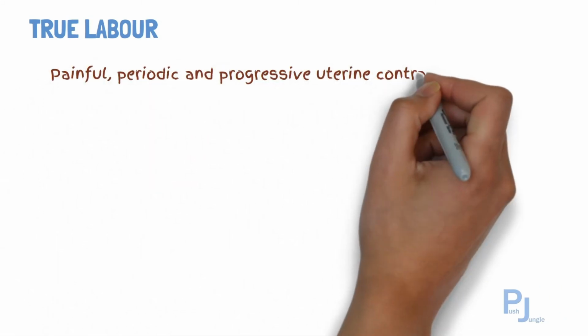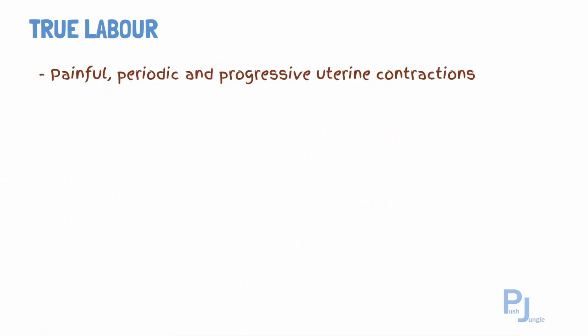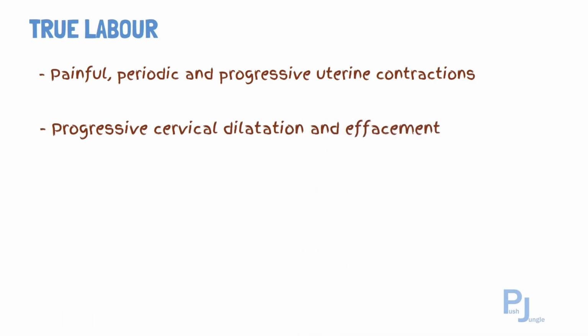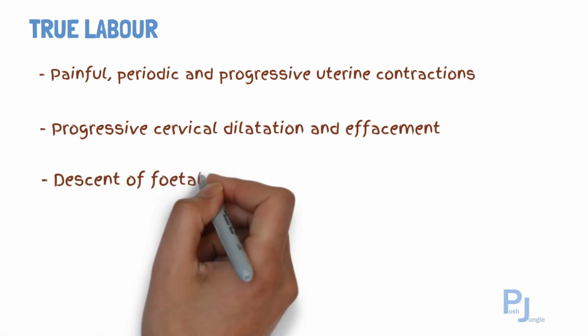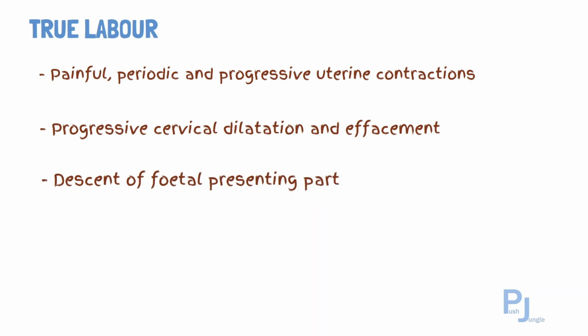True labor contraction can be differentiated from Braxton Hicks contraction because true labor contractions are usually painful. They are periodic, that is, they come and go, and they are progressive, that is, they build up gradually to a peak. There is progressive cervical dilatation or widening of the cervical opening, also called the cervical os, in true labor, and there is cervical effacement or thinning of the cervix. There is descent of the fetal presenting part as the fetus passes through the pelvic cavity. This descent can be measured on vaginal examination.